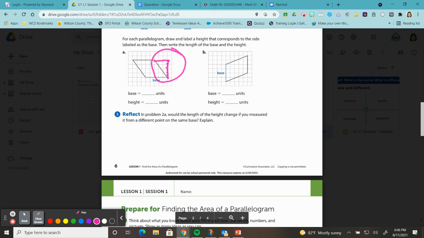So number 3 wants to know, just because you move over on the base, if you slide up or down on the base, does it change your height? So take a minute to answer that question and explain. And you can pause the video to do that.